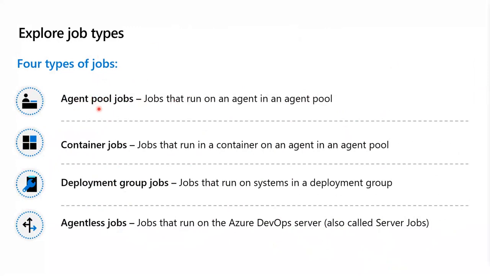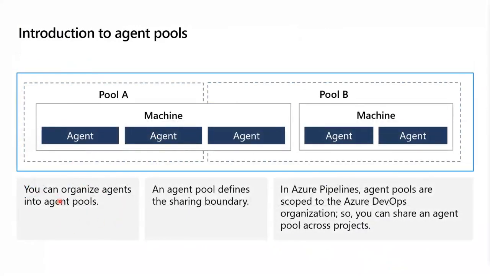So let's continue talking about the agent pools. You can organize your agents. Remember that the agent is the compute resource where the entire pipeline will be executed, right? And inside the pools, we can have multiple agents. So an agent pool defines the sharing boundaries. And one thing that is very important to mention is that each agent pool will be a scope to the entire Azure DevOps organization. What does this mean? Inside the Azure DevOps organization, we have agents. If an agent pool is scoped to the entire organization, that means that each agent can be shared across all the projects that exist within that specific organization.